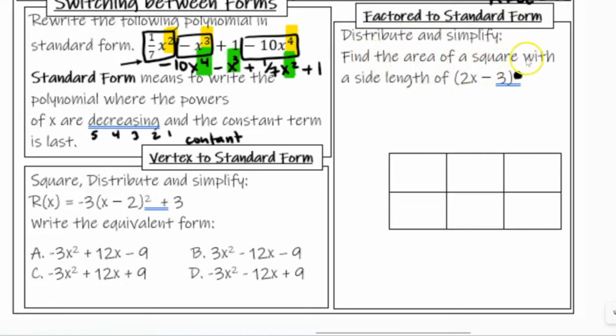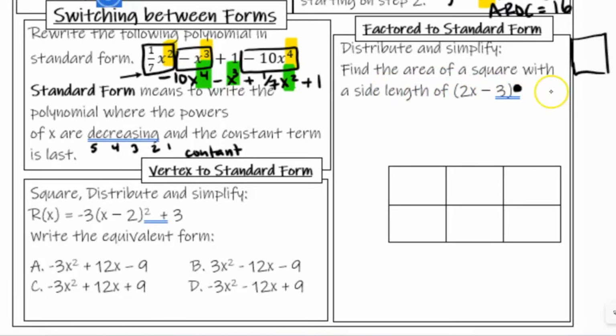Okay, so the question says, find the area of a square with a side length of 2x minus 3. Let's visually envision that real quick. So we have a side length of 2x minus 3, and because it's a square, all the sides are 2x minus 3, right? So immediately, if you're looking for the area, base times height or width times length, you're multiplying these two together. So what I can say is that I have 2x minus 3 twice, and I can write it as an exponent, or I could write it out as 2x minus 3 times 2x minus 3. Both of these mean the same thing. They're equivalent.